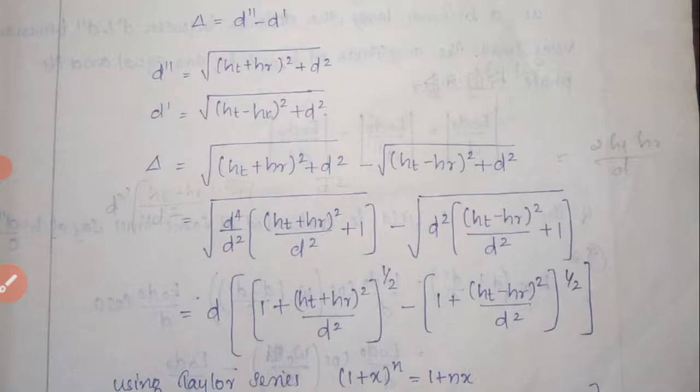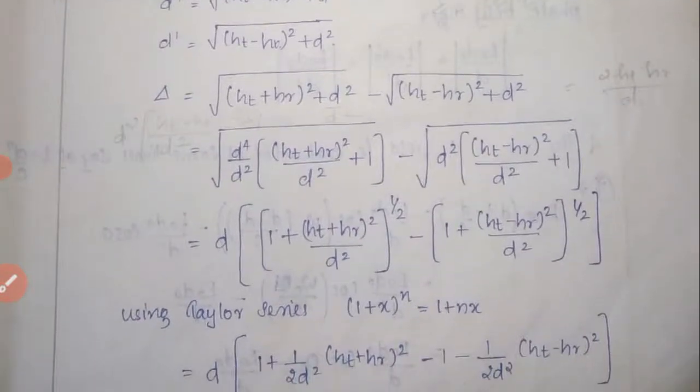Then we have to find the value of del. What is del? Del is equal to D double dash minus D dash. Then you have to substitute the values of D double dash and D dash. So del is equal to root of (HT plus HR) the whole square plus D square minus root of (HT minus HR) the whole square plus D square. Then you have to simplify this. This is the simplification step, so just go through it.